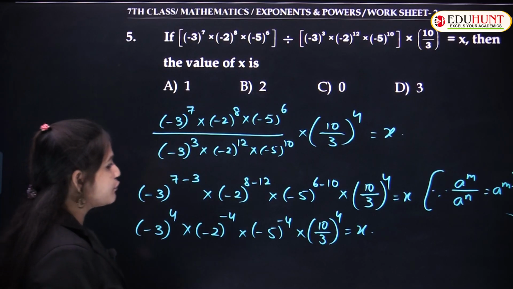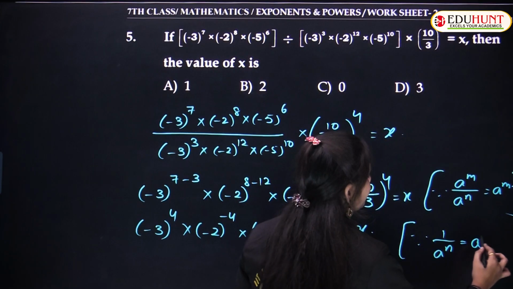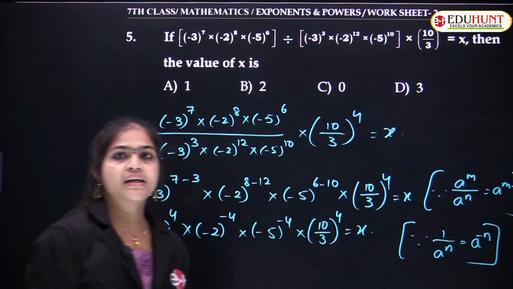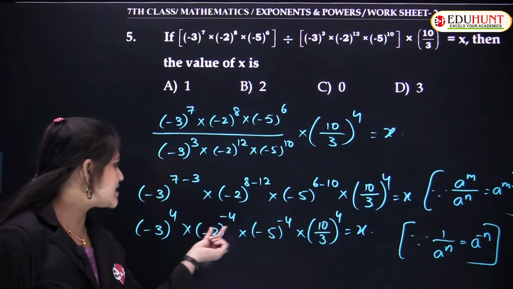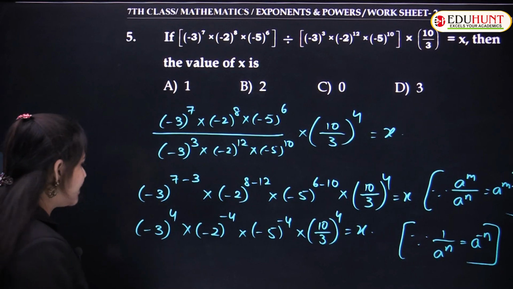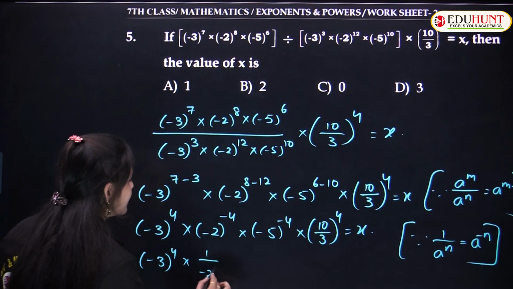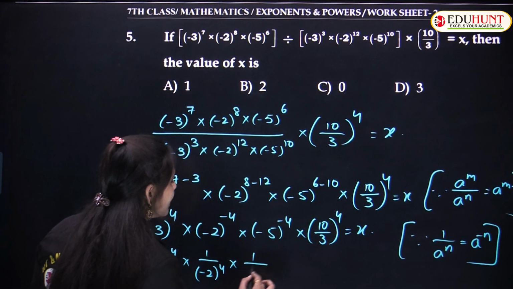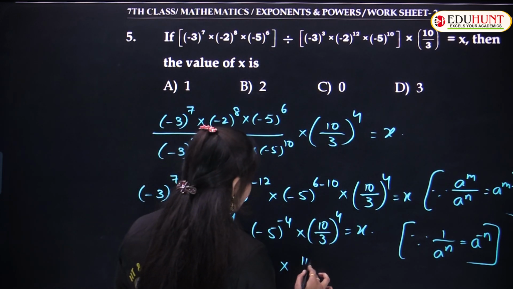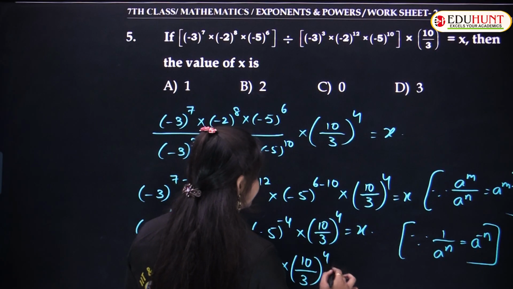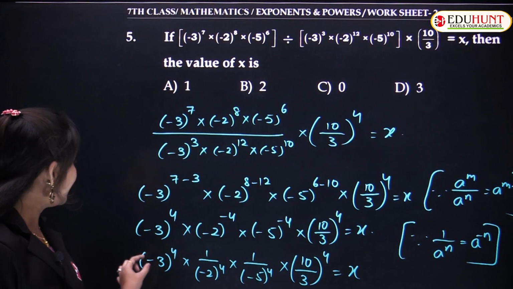Now here, which formula we have to apply? 1 by a power n is equal to a power minus n. This is in the form of a power minus n only, no? So a power minus n is equal to 1 by a power n. Now here (-3)^4 into 1 by (-2)^4 into 1 by (-5)^4 into (10/3) whole power 4, which is equal to x. Understand? That formula we applied here.